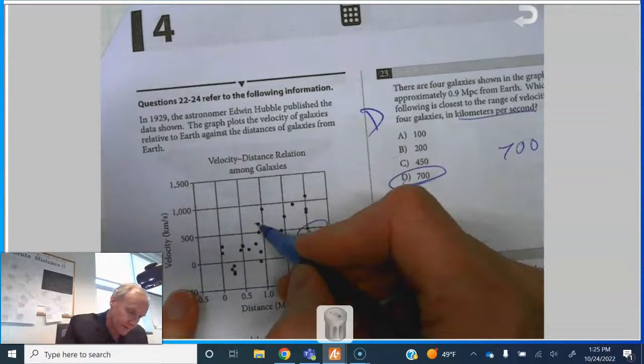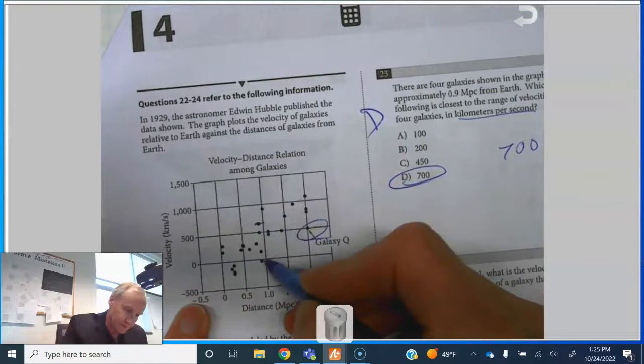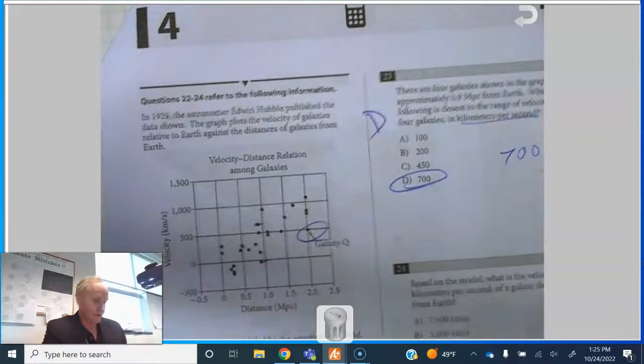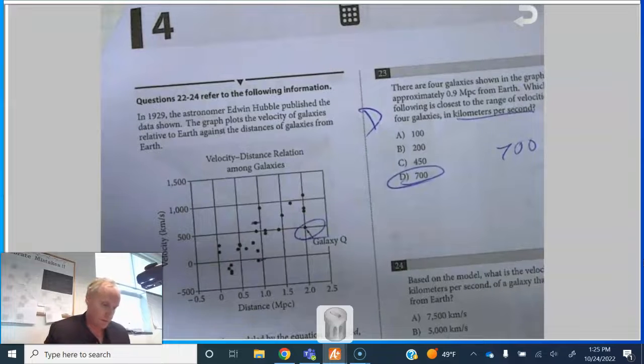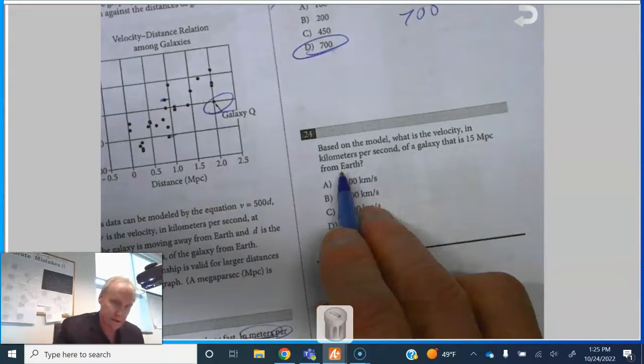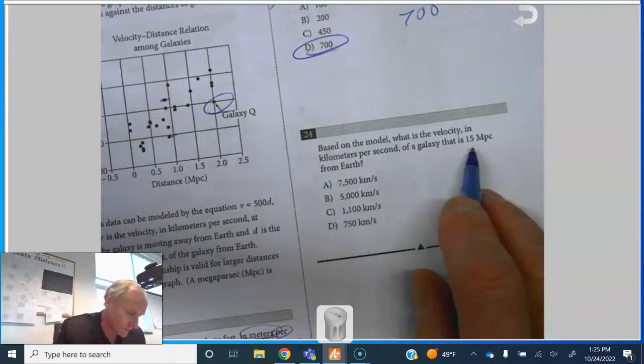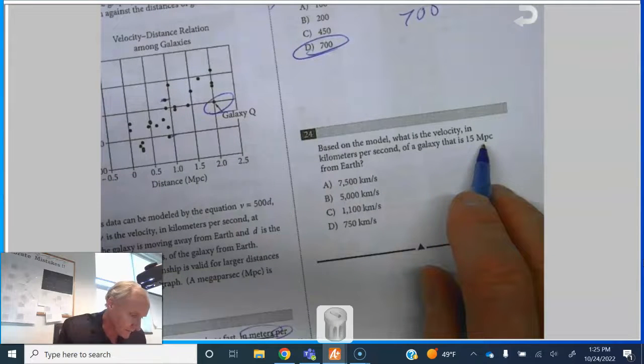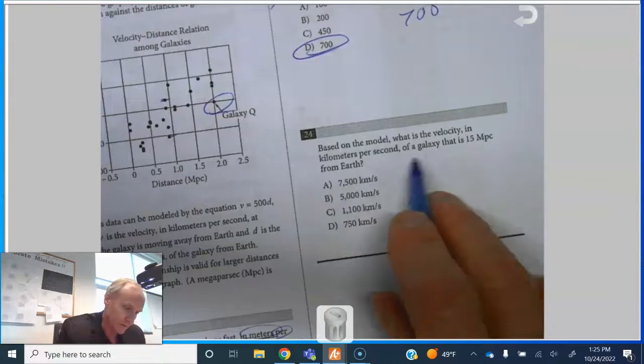And the tallest one, if you look at the graph, is right about here. And this is at about 700. And this one is about 0. So between those two is about 700 kilometers per second. Based on the model, what is the velocity in kilometers per second of a galaxy that is 15 megaparsecs from Earth based on the graph?